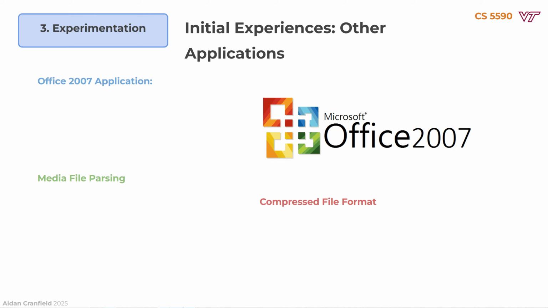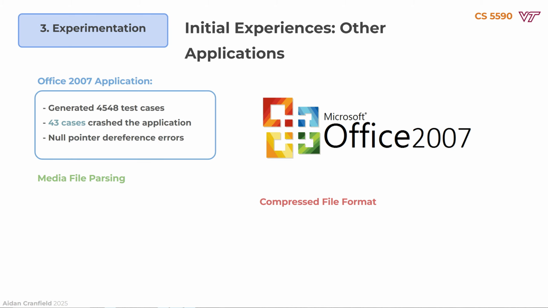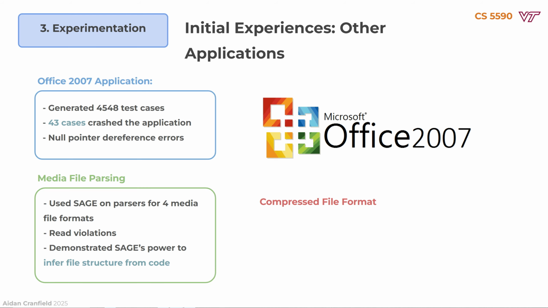That was initially tested on was an Office 2007 application, and it generated 4,548 test cases, and 53 of these test cases caused the application to crash. The crashes that were investigated were null pointer dereference errors, and they show how Sage can successfully reason about programs on a large scale. The researchers used Sage to parse media files on 4 popular file formats, and Sage found various read violations and demonstrated that Sage had the power to infer file structure from code.